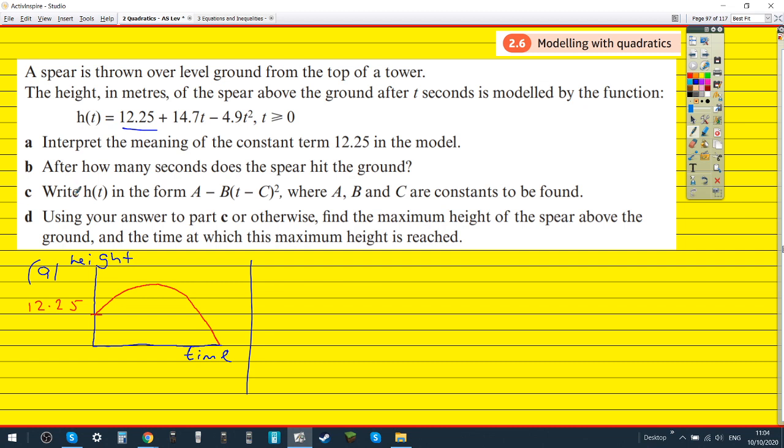Okay, any idea how to do B? Would you have to work out the equation first? And how would you do that? Would you put it into the calculator as a polynomial? Correct. And that's because it's when height is 0. When it hits the ground, the height is 0.